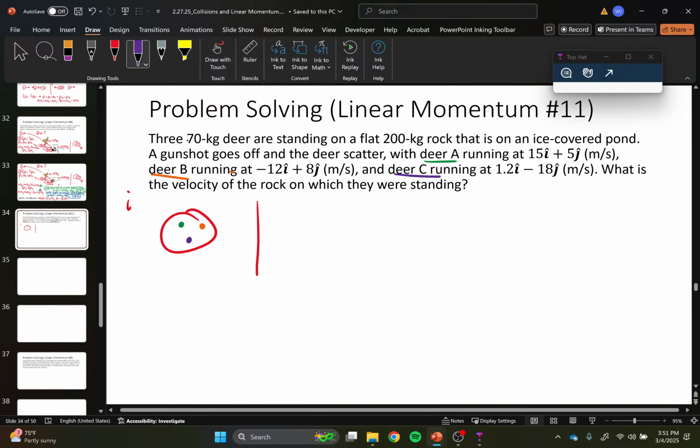Does it matter where I place these deer? Nope, doesn't matter. Another cool thing about momentum, it doesn't matter where they are on the rock. All that matters is when they leave this rock, this is how fast they're going. That's literally all you care about when it comes to momentum. You don't care which one leaves the rock first. You don't care if they all leave at the same time. You don't care if one leaves and then 10 minutes later another one leaves. All you care is that when they leave, they have these velocities, and you can find the velocity of the rock afterwards.